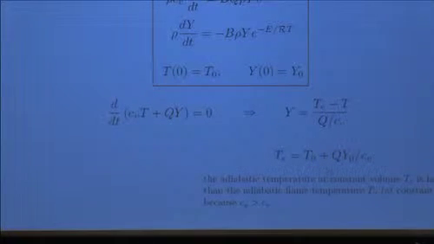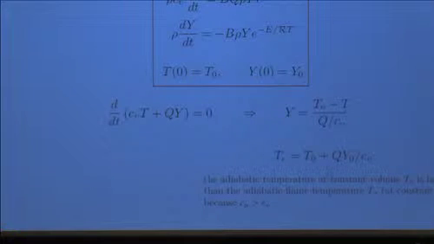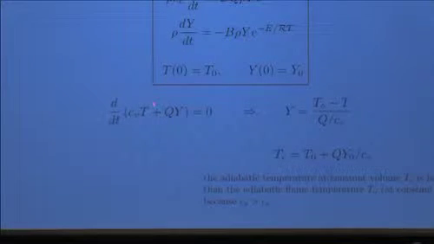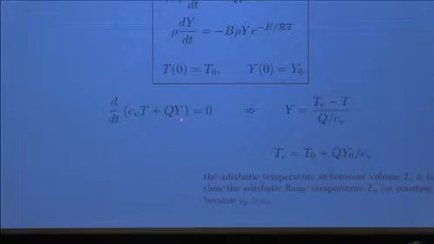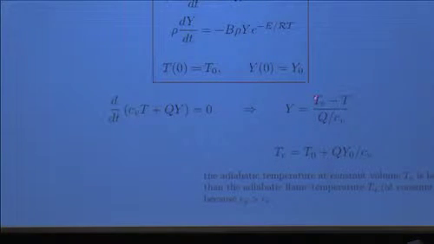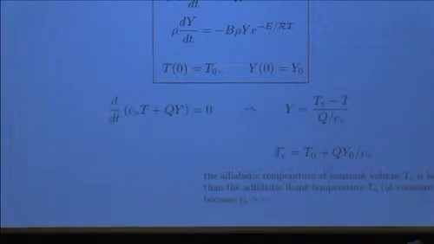Since you can apply the initial condition, then immediately you have a relation that relates Y to T. In particular, if Y equals 0, the relation gives you the equilibrium temperature, or the adiabatic temperature under constant volume.